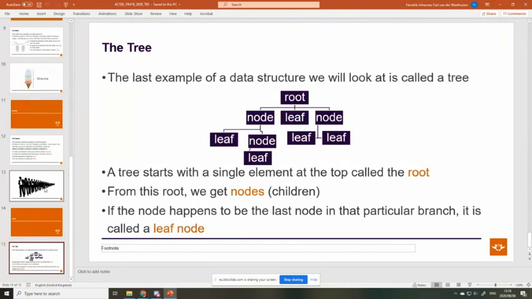So from the root, we get the nodes. Each one of these elements can be referred to as a node. So be very careful with that. Each element in a tree is a node. The node can either be a root node, which means it's the very first item, or the center item, I guess. Or it can be a leaf, if you look at the two extremes. The leaf is the very edge of the tree. It's the last items in this tree.